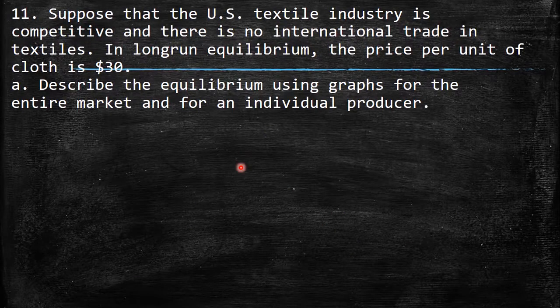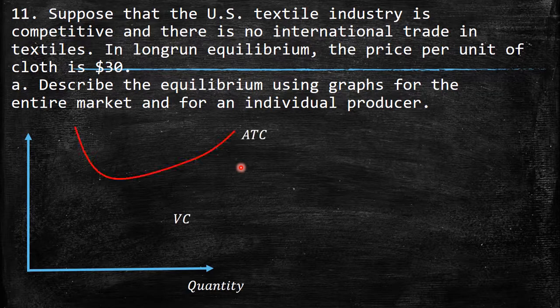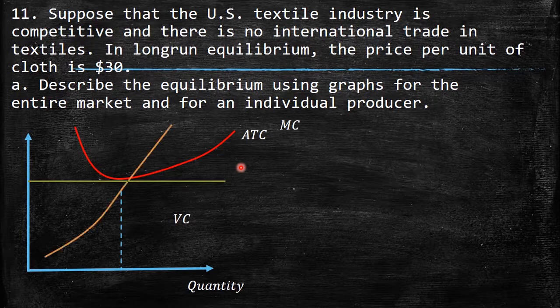Then suppose that the US textile industry is competitive and there is no international trade in textiles. In long run equilibrium, the price per unit of cloth is $30. Describe the equilibrium using graphs for the entire market and for an individual producer. The idea is that this is the point where we have the price equal to marginal cost equal to marginal revenue equal to 30.